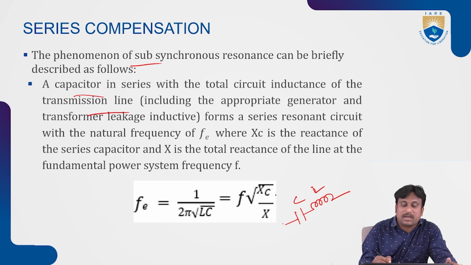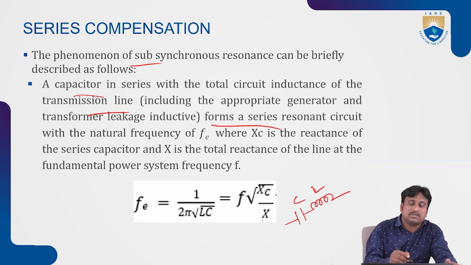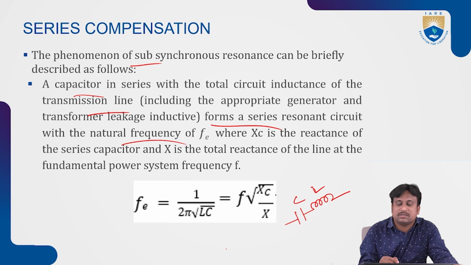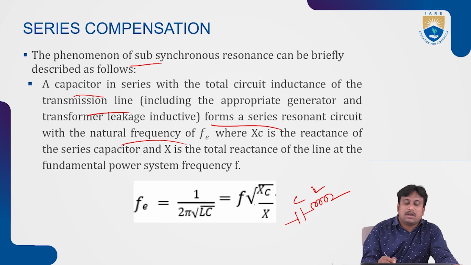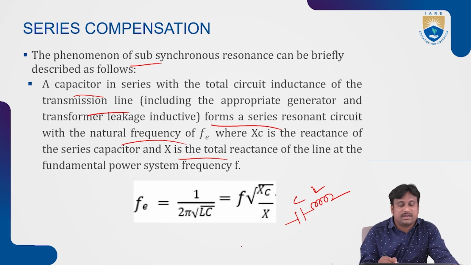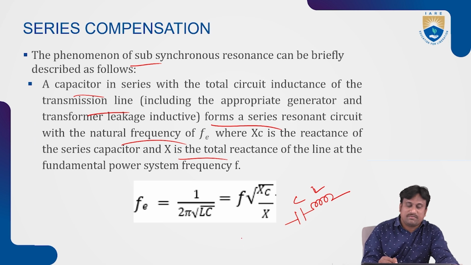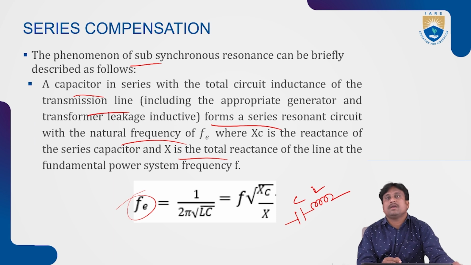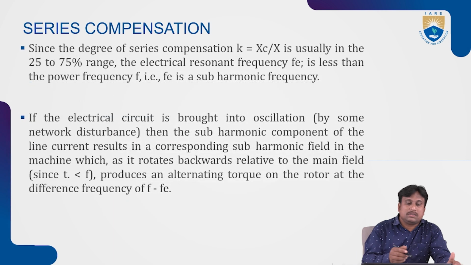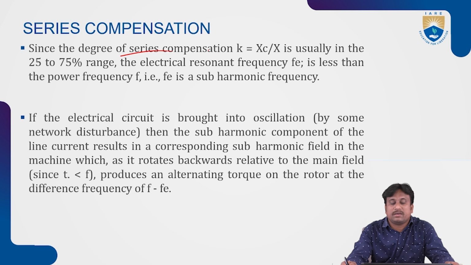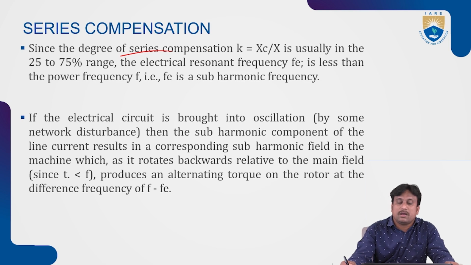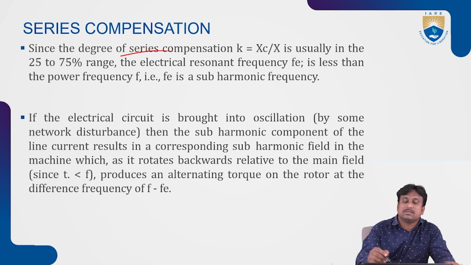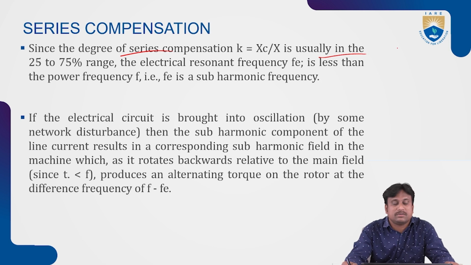The transmission line, including the generator and the transformer leakage inductance, forms a series resonant circuit with natural frequency Fe, where Xc is the reactance of the series capacitor and XL is the total reactance of the line at the fundamental power system frequency F. That is, Fe equals 1 by 2 pi root LC, which is F root Xc by XL. The degree of series compensation K equals Xc by XL, usually in the 25 to 75% range.